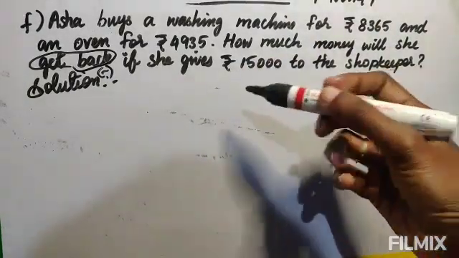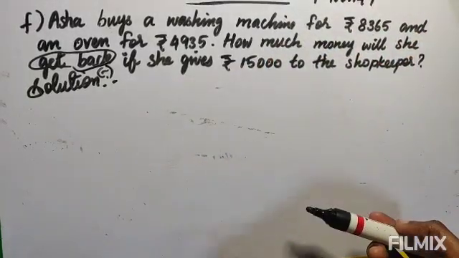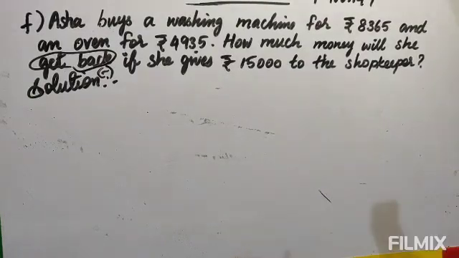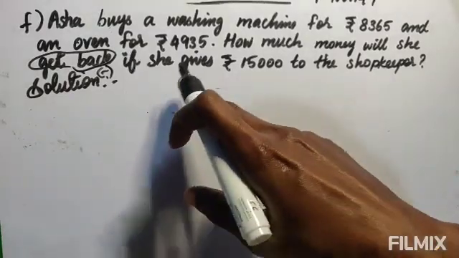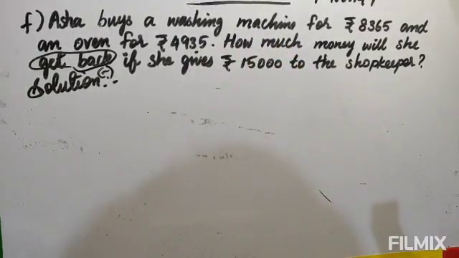So when you read this itself, you can understand which are the things you have to add. What she bought: washing machine and oven. So that too you have to add. After that, the total you will subtract from the total money she had given to the shopkeeper. So let's write the statement. First, the cost of the washing machine. Again the cost of the oven.